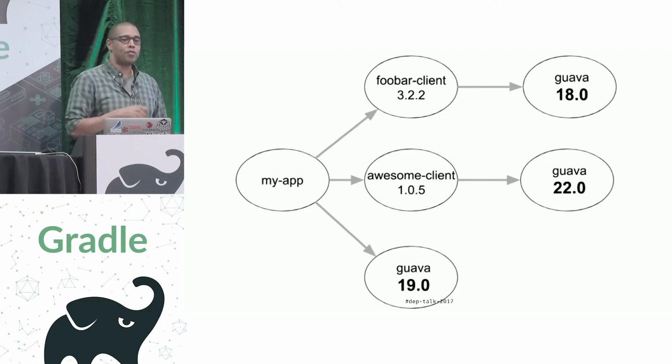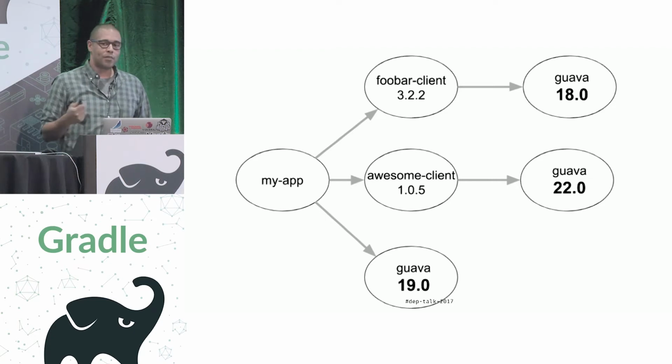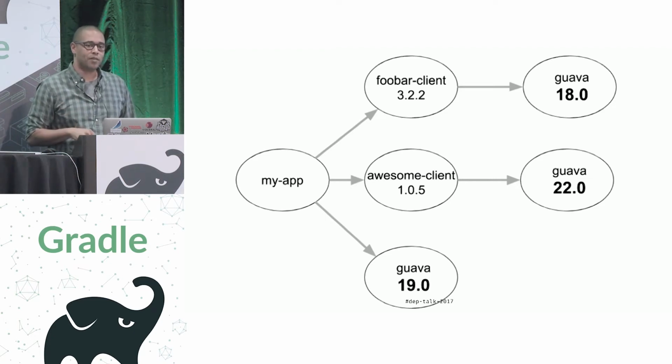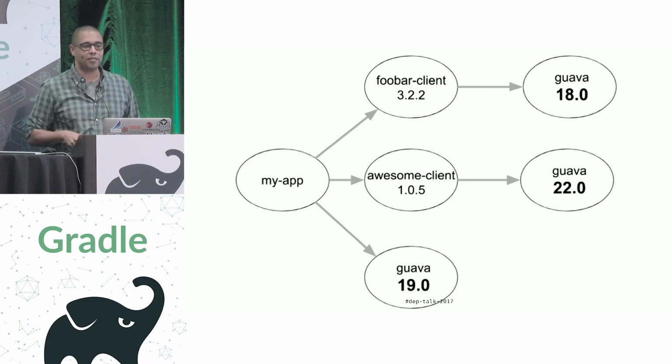Now, some people in this room might say, well, what ended up happening is Gradle upgraded you to 22. Now you might think, and I've said this to my team, and they've told me I'm wrong, well, this violates the law of least surprises. I asked for Guava 19, I should be getting Guava 19. And that's the Maven approach to conflict resolution.